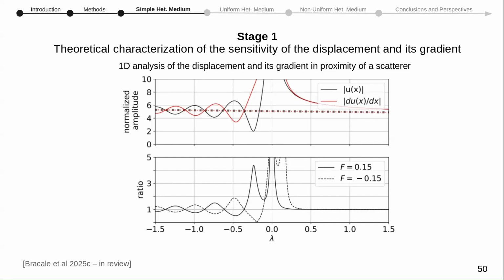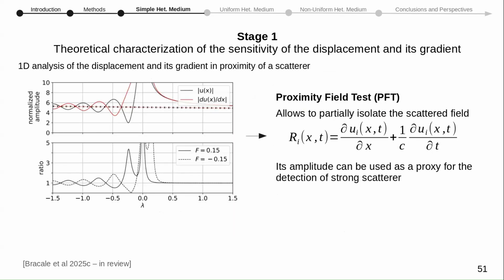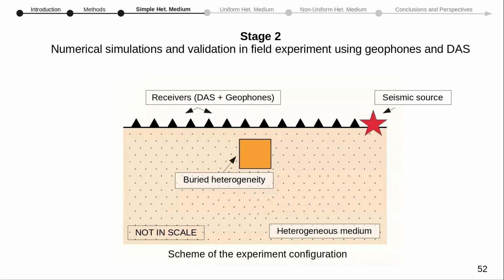So using these findings, we then provide a method, which we called the proximity field test, or PFT. This method combines one component of the gradient and one component of the velocity field. We show that it allows us to partially isolate the scattered field, and its amplitude can be used as a proxy for the detection of strong scatterers. Using the findings of this theoretical characterization and this method, we then validate them first in numerical simulations of the wave equation, and then we also performed a field experiment.